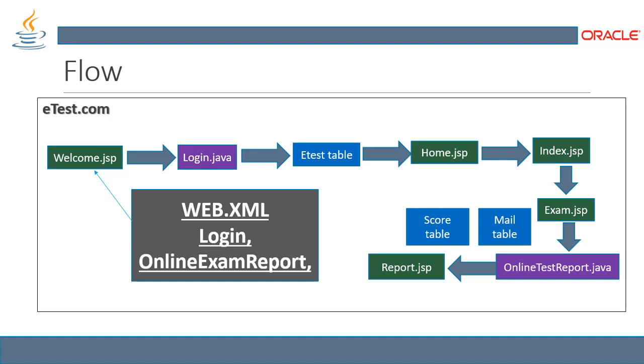Once it is done, it will go to the servlet named online test report, which will generate your report and put the values in the backend score table. The mail table will help to send the email to the user along with the score report. Finally, it will go to report.jsp, where it will display the score report along with the details. So this will be the flow of our algorithm.